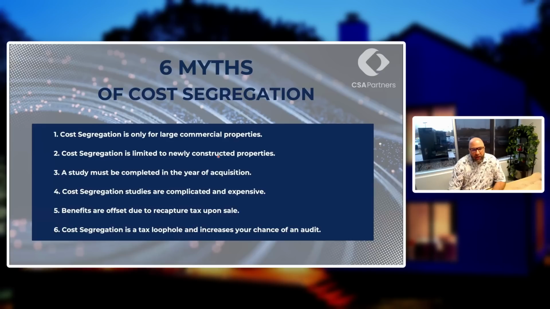Number two is that cost segregation is limited to just new construction. If you think about it, when you construct a new building, you should have invoices or construction costs for every component of your building. You know exactly how much you spent on the flooring. You know exactly how much you spent on the asphalt. New construction is, I don't want to say easier, because it's actually more complicated for us in a sense, but it's easier to identify the costs of those assets.